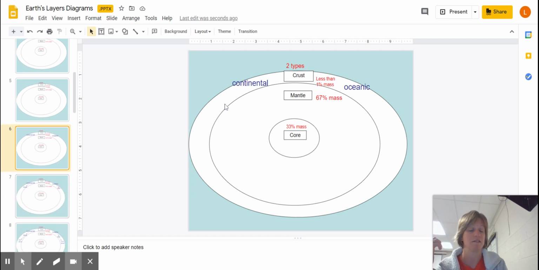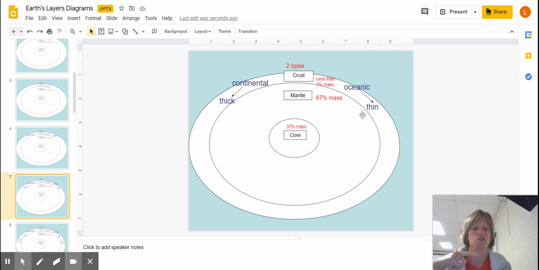The continental crust is physically thicker, the oceanic crust is physically thinner. So the thickest crust on our planet would be the tallest mountain, and the thinnest crust on our planet would be the bottom of the ocean at the deepest part. So there's a definite thickness difference.